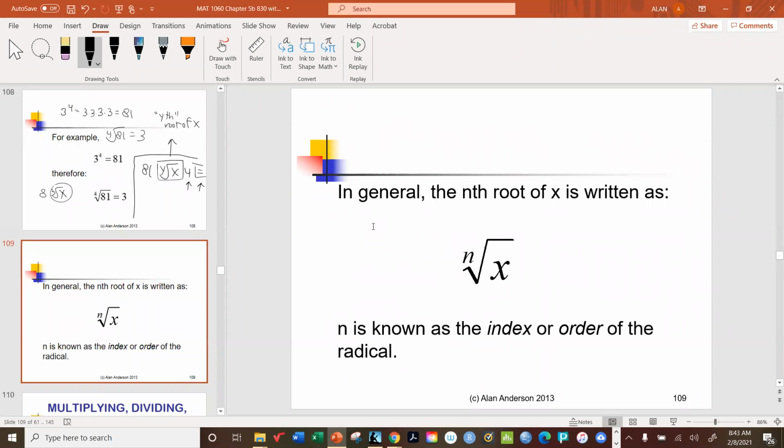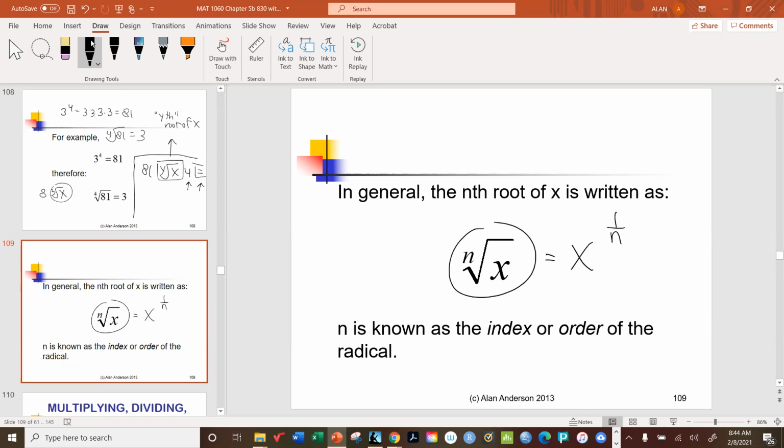So in general, we can write this expression where n can be anything. Okay, so this equals x to the 1 over n power. Okay, and so n can be anything. It's typically an integer, but it doesn't have to be. Okay, so this is the most general expression.